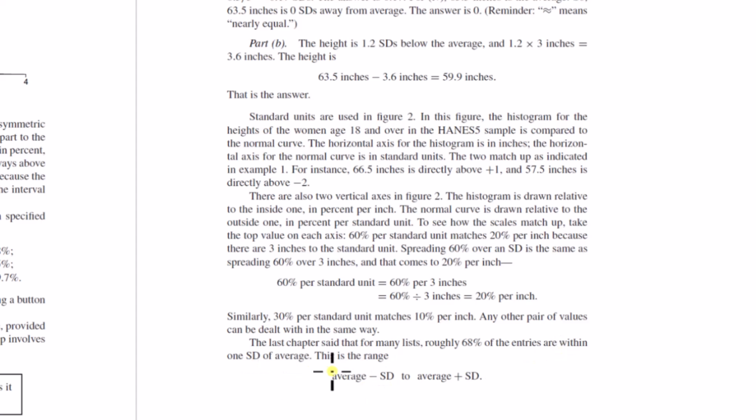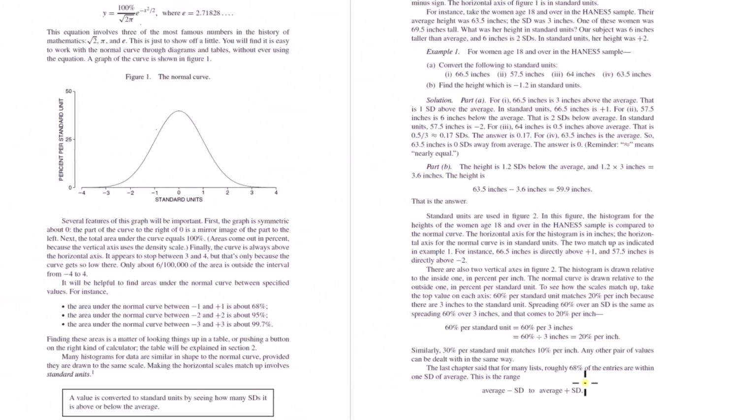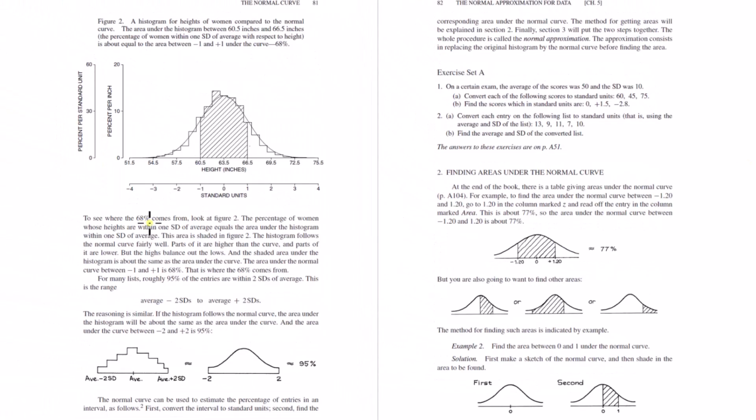Okay, the last chapter said that for many lists, roughly 68% of the entries are within 1 standard deviation of the average. So the average minus 1 standard deviation to the average plus a standard deviation. So within 1 standard deviation above or below the average, the normal curve says that 68% of the entries are going to be within that range. Right? That's where that figure comes from.